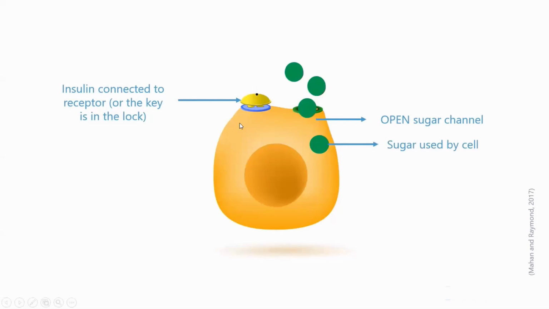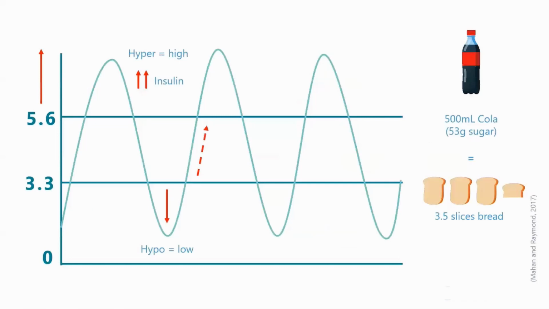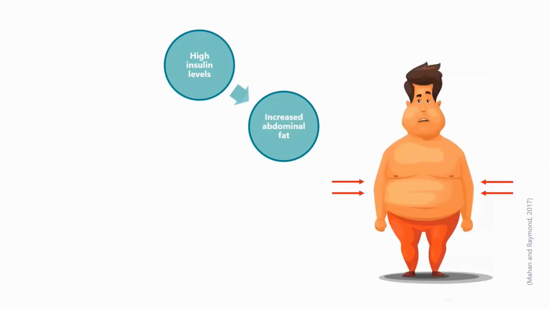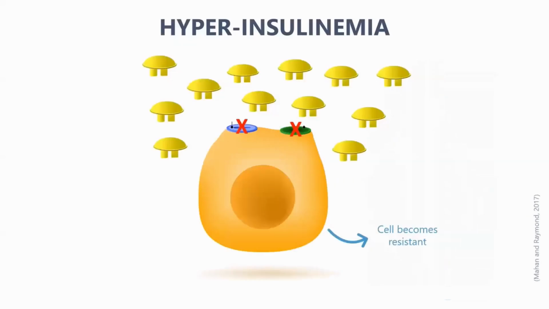And nagiging rigid itong outer covering ng ating cell, kaya hindi pumapasok ang insulin. Yun ang nangyayari kapag meron tinatawag na insulin resistance. So the insulin resistance is common sa mga obese. So pag may high insulin level, magkakaroon ng increased abdominal fat. Why? Dahil hindi nagagamit ang mga glucose o sugar ng cell, mas nade-deposit sila as fat. Ayan. So ito ang tinatawag na hyperinsulinemia.